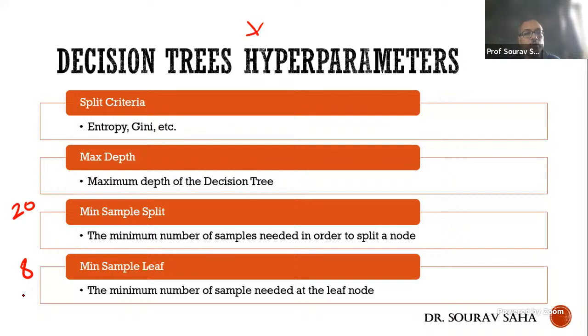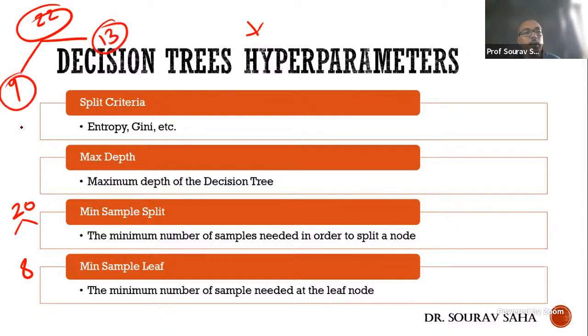So now, after doing a split of this particular node, let's say the minimum sample split is 20. Let's say our node has 22 records. It is satisfying the minimum sample split, since it is more than 20, so you can split it. After doing the splitting, let's say on one of the nodes you are getting 9 and on the other node you are getting 13. This satisfies both the minimum sample split as well as the minimum sample leaf.